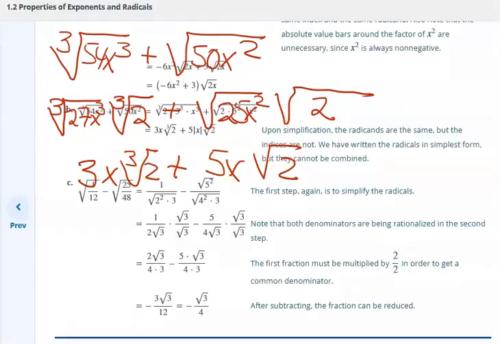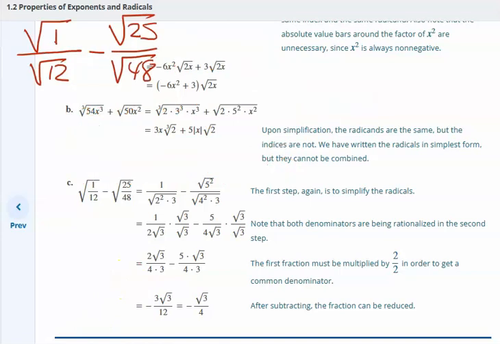Let's go back and see what we see here. And there it is. Now, for this x squared, we have to put that in absolute value, because it could have been a negative value there. Some teachers may accept it without the absolute signs, but that's the way they've been going so far. Okay, there's example C now.